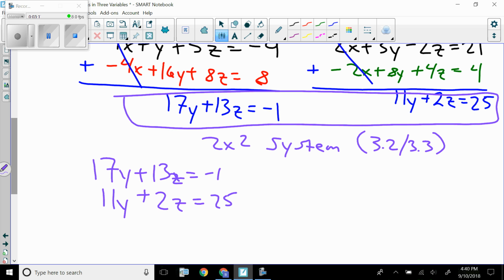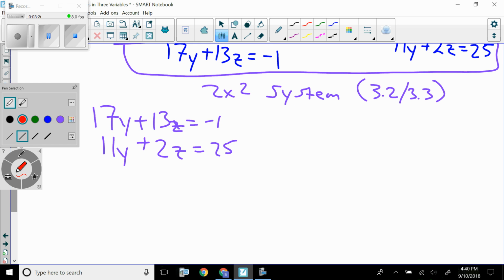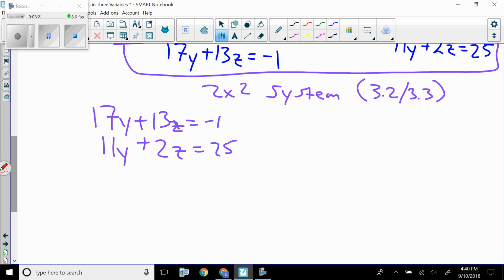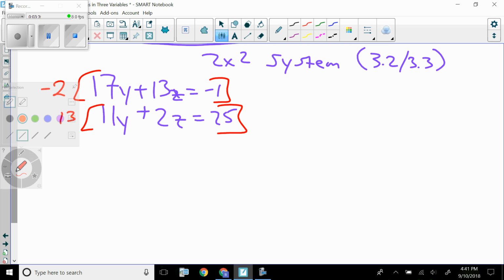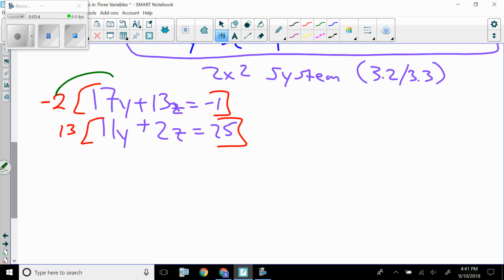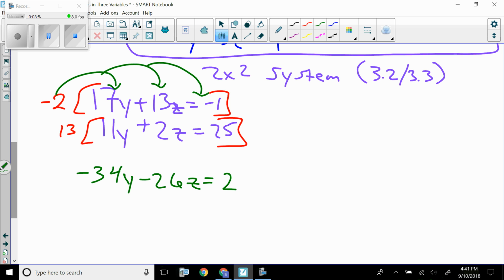Now again, most of you are going to use the elimination method here. Which, again, you can choose whichever variable you want to make match up. But I think I'm going to make the z's match in this case, which means I have to multiply this by a 13 and this by a 2. Now, they're both positive, so I need one of them to be negative, so I think I'll make this 2 negative. And now I'll just simply distribute like we've been doing. That's -34y minus 26z equals -2.